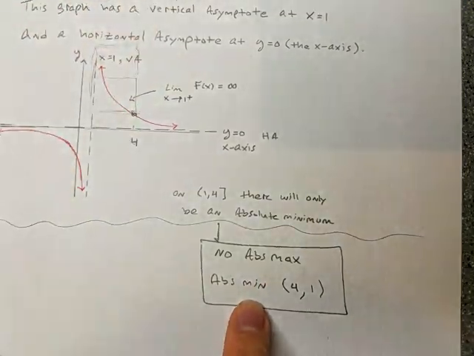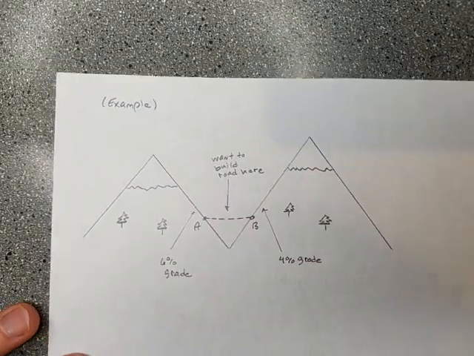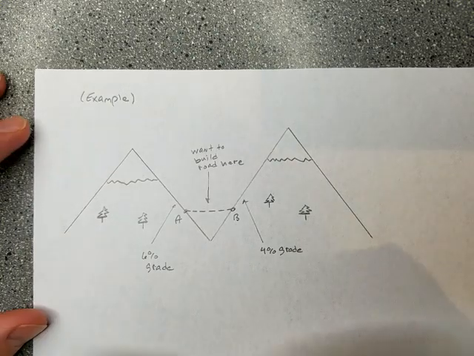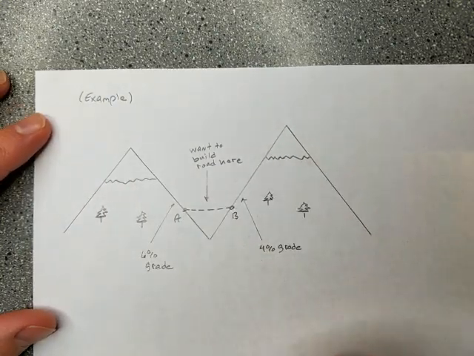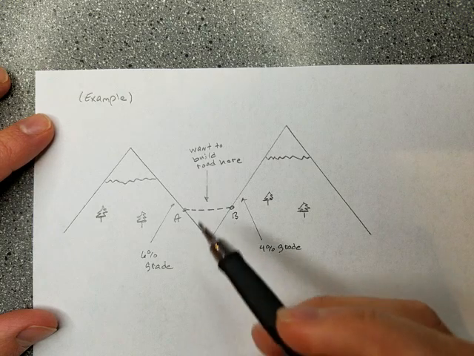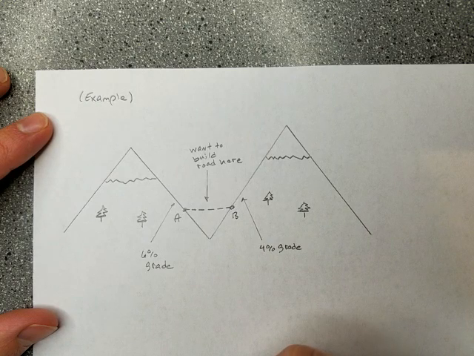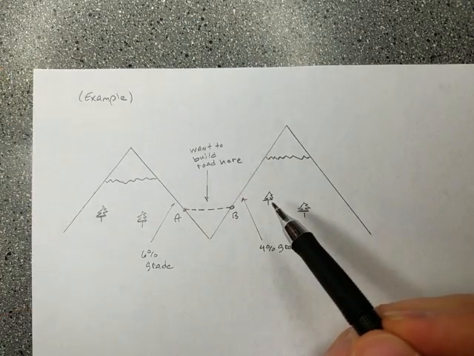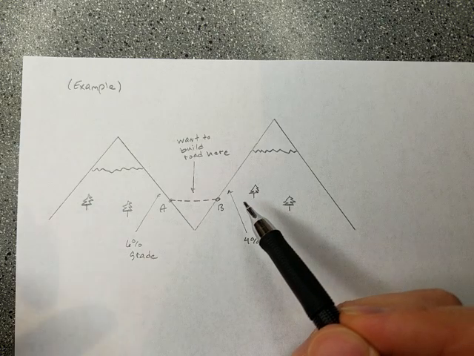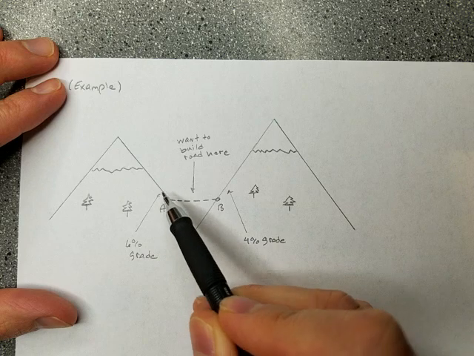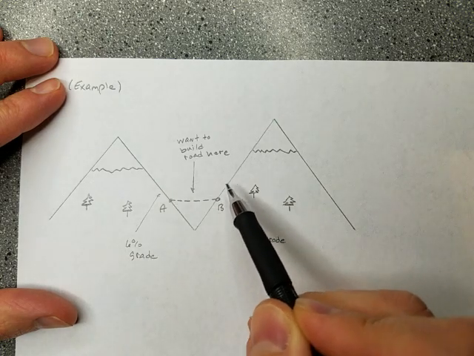Okay. Anyway, let's do one more problem that has like 20 parts to it. Let me describe the setup of this next problem to you. Suppose there are two mountains with a valley between them, and we want to build a road to connect point A to point B. My picture is qualitatively correct, but it's not to scale.